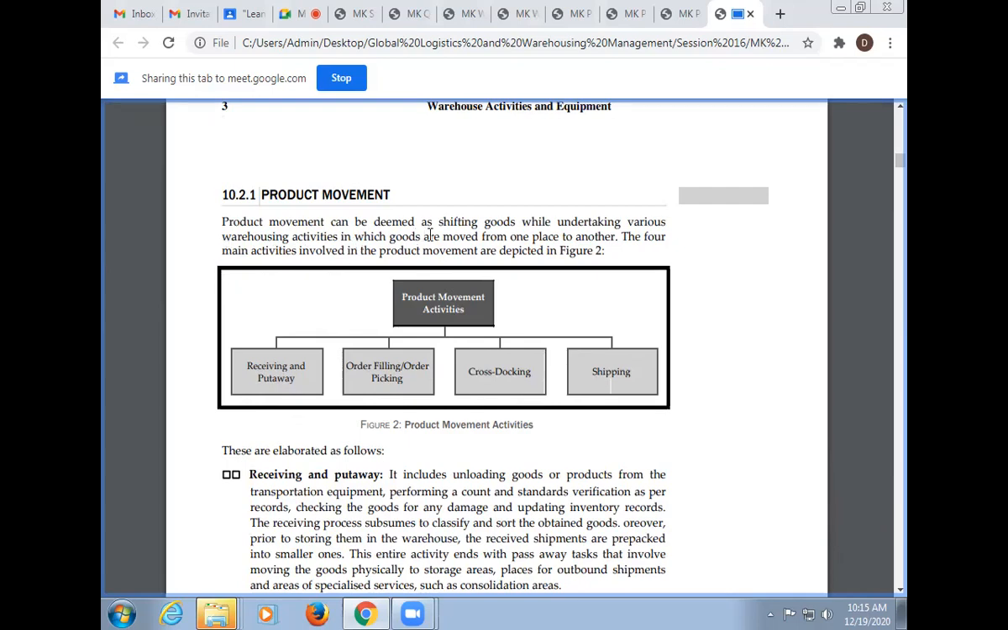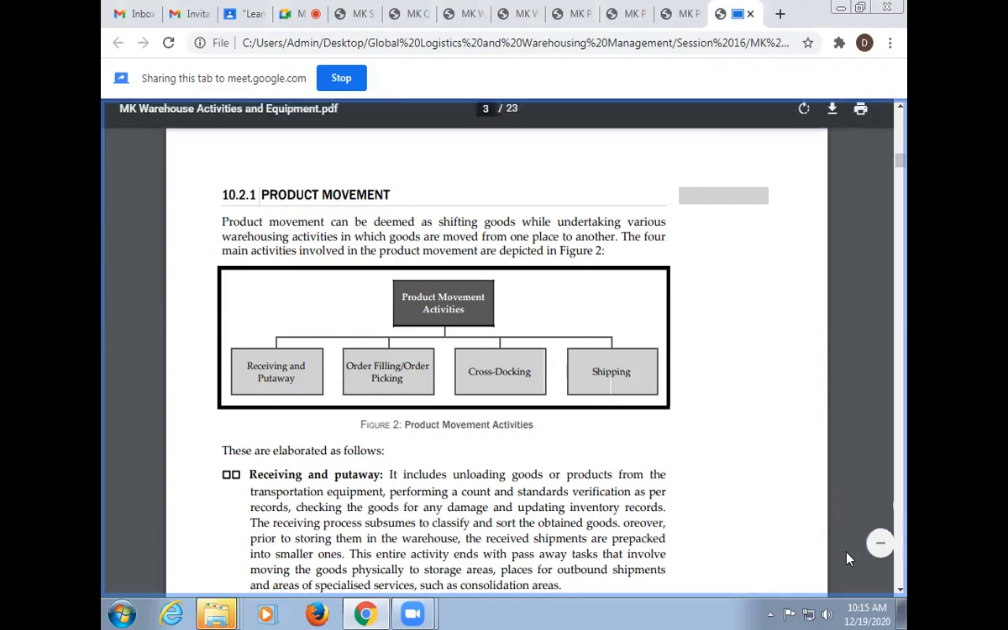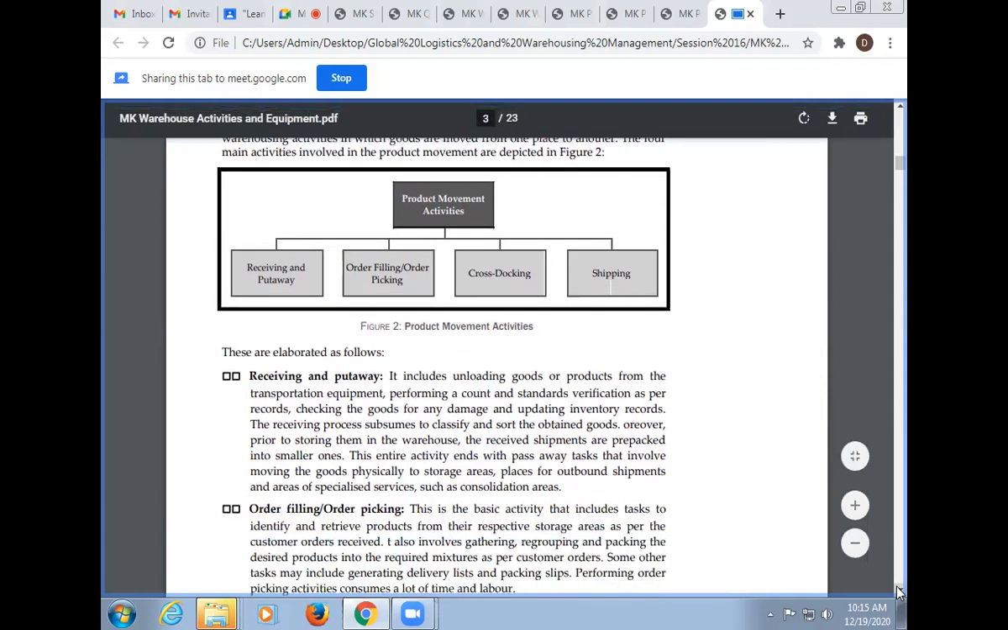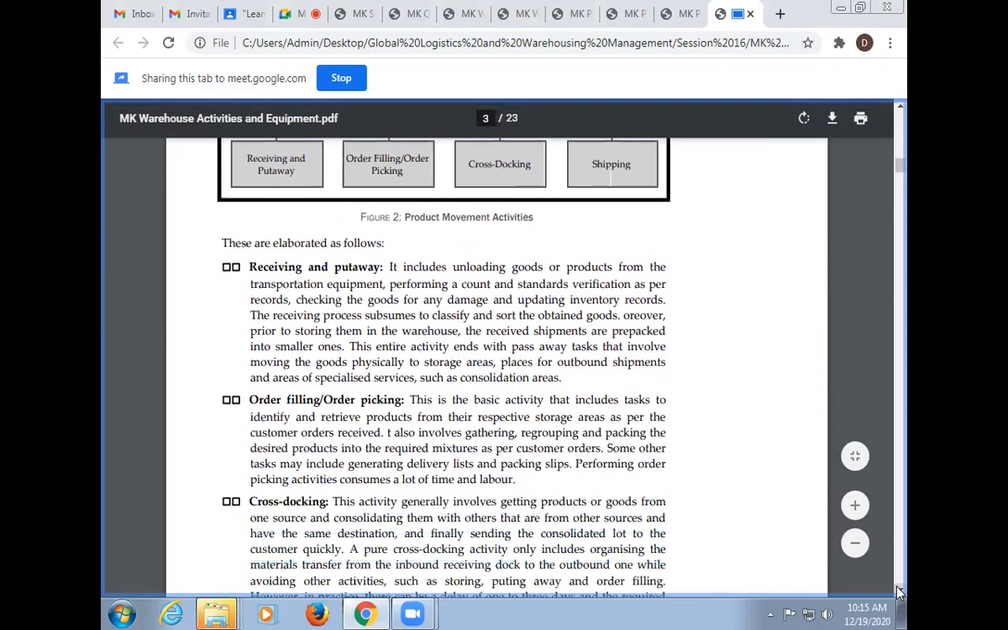Product movement can be deemed as shifting goods while undertaking various warehouse activities, in which goods are moved from one place to another. The four main activities involved in product movement are shown in the figure. These are the product movement activities. You check all the activities. These are given in your syllabus.